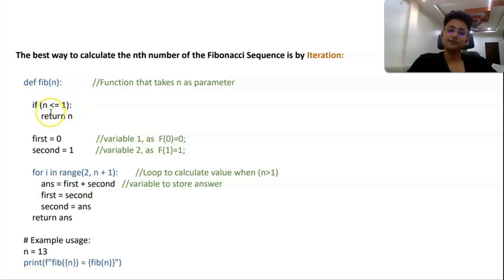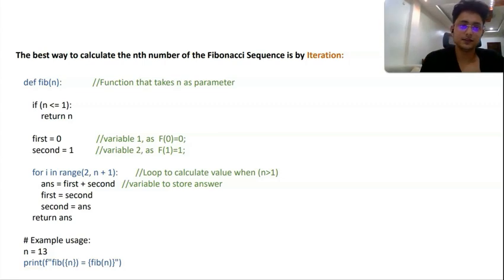Okay. So if n is less than or equal to 1, we have to return n. As if n is 0, then Fibonacci of 0 is equal to 0, we know it. And Fibonacci of 1 is also equal to 1, we know it. So we can return n. And we take two variables which will be used for iteration purposes. We take the first variable as first and the second variable as second. We initialize the first variable to 0, the second to 1.